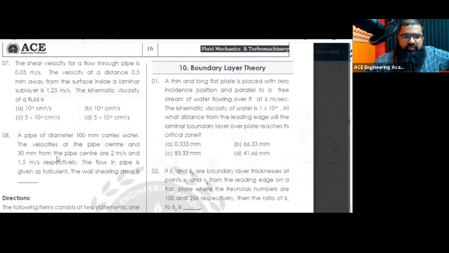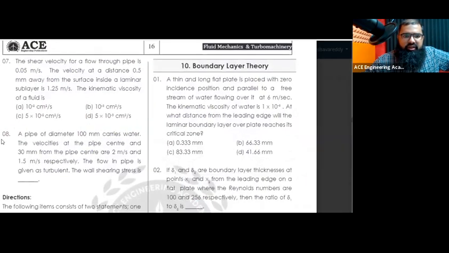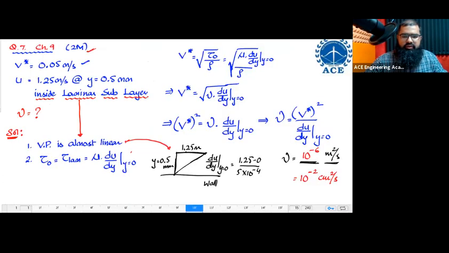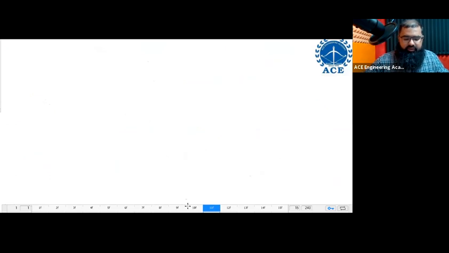The next question is from your literature, the same page, question number 8. A pipe of diameter 100 mm carries water. That question. This is question number 8. If you have the literature, please go through the question once. This is chapter 9, question number 8.